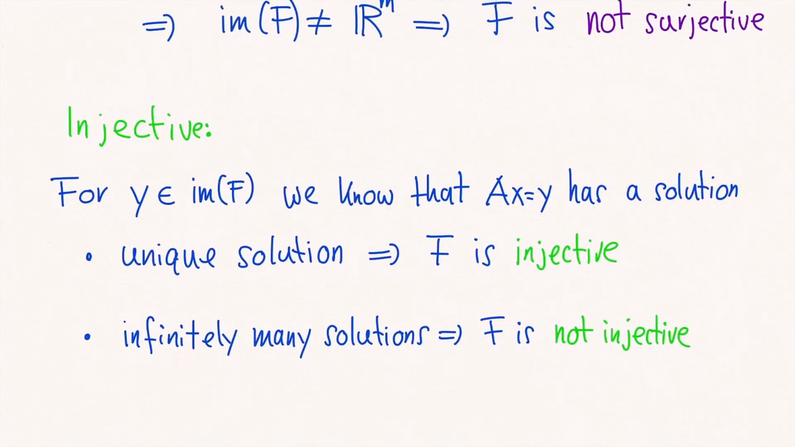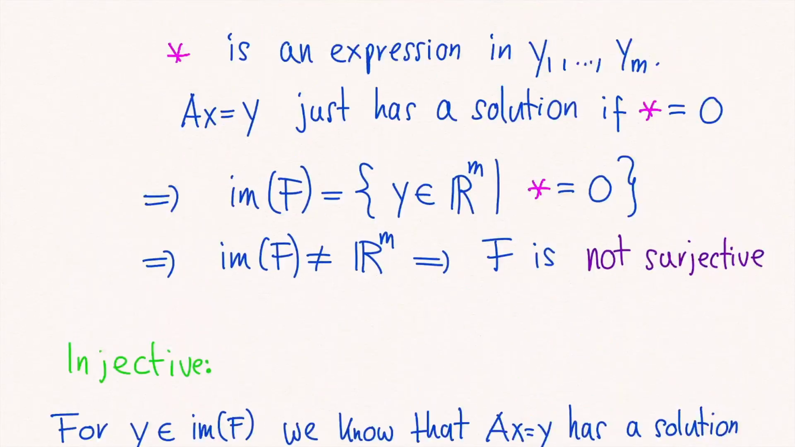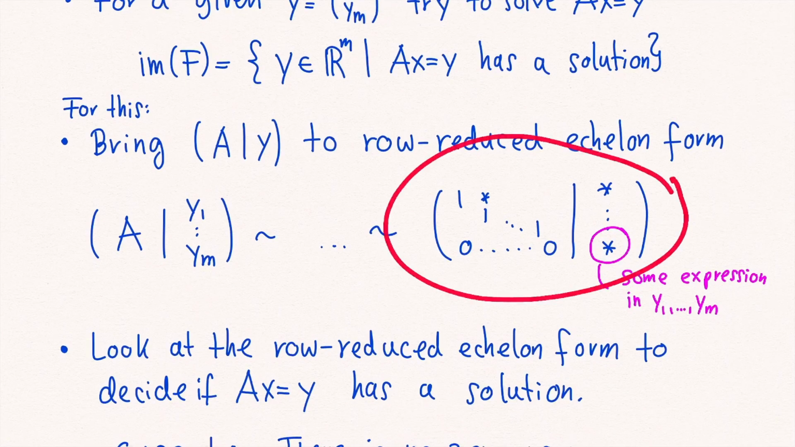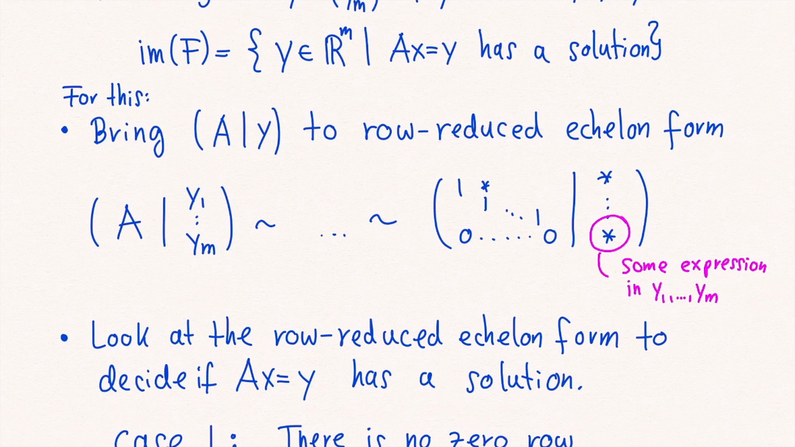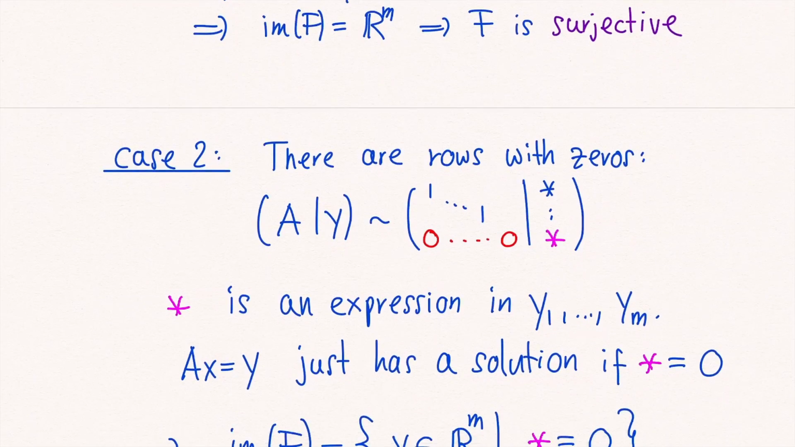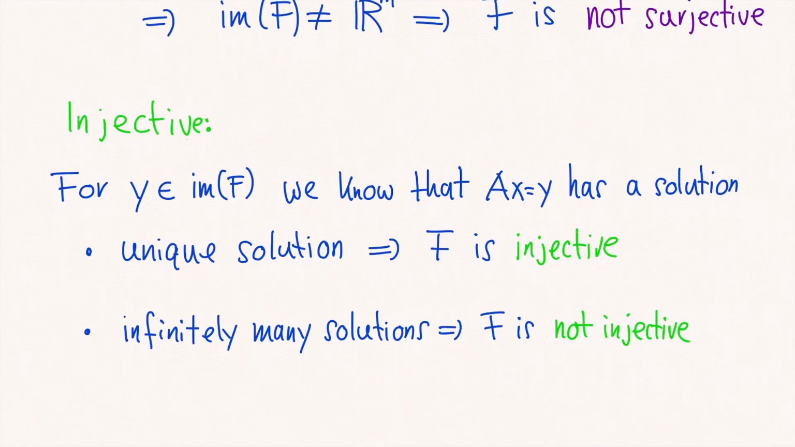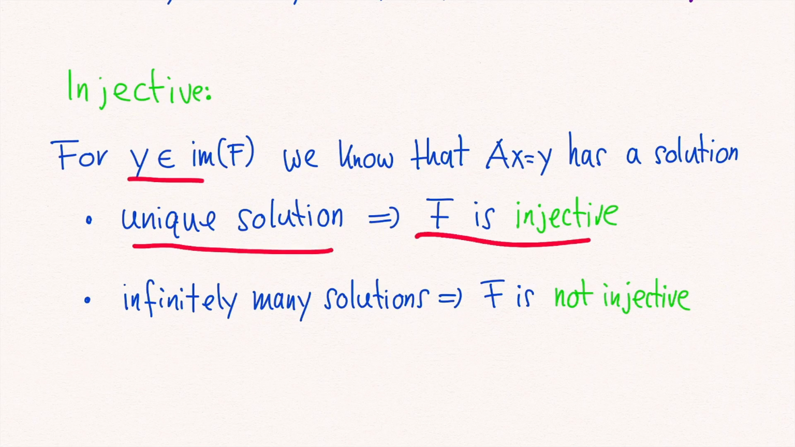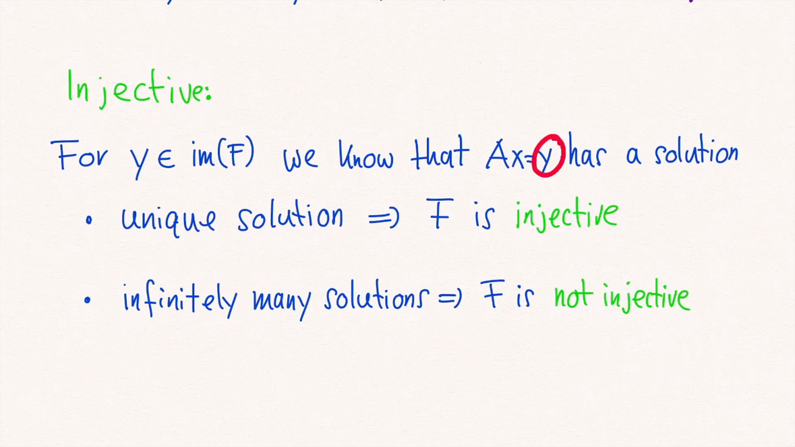And now, how about injectivity? We already know what the row-reduced echelon form looks like, and we decided if the linear map is surjective. At this point, we can also already decide directly if it's injective or not. If we take something in the image, this means this system has a solution. Then there are 2 cases. Either the solution for a given y is unique, and if this is unique for all y's, then F is injective, because for a given element y, we can find just one x. But if there are infinitely many solutions, then F is not injective.